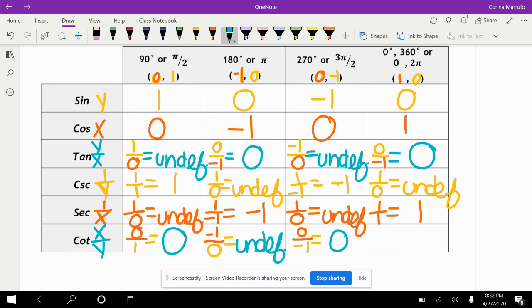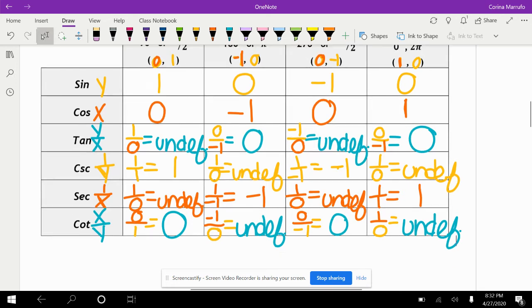And then the last is going to be my 360 degrees. So my x value here is 1, and my y value here is 0. So 1 divided by 0 is going to give me undefined. You cannot split anything into 0 groups. It's not possible. So that's why you cannot divide by 0. Okay? It is impossible, undefined. So those are our quadrantal angles.